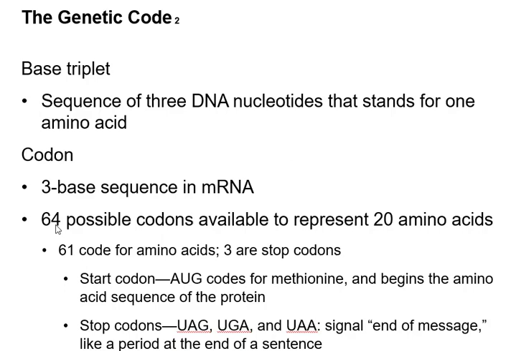So there are 64 possible codons to represent 20 amino acids. So again, there's some duplicates, and there are three stop codons. The start codon is AUG. That's going to start you off. And UAG or UGA or UAA, any one of those three will stop the protein and say, okay, that's it, we're done.